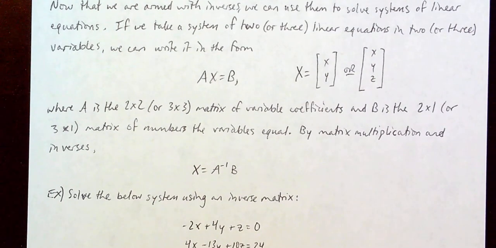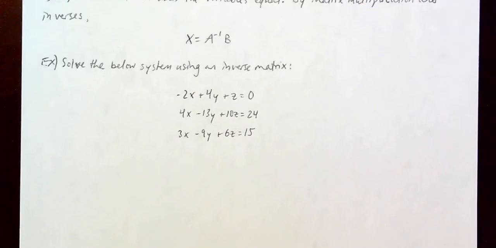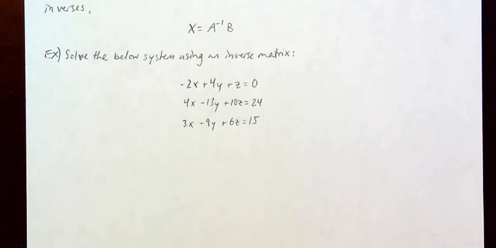So let's see how this is used in a sample problem. We're going to solve this system using an inverse matrix. Negative 2x plus 4y plus z equals 0, 4x minus 13y plus 10z equals 24, and 3x minus 9y plus 6z is equal to a positive 15.